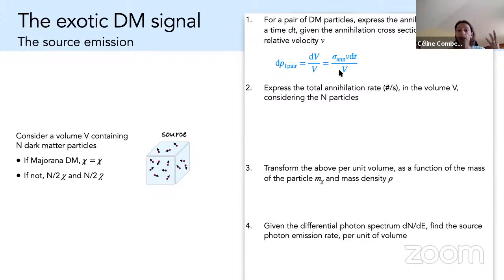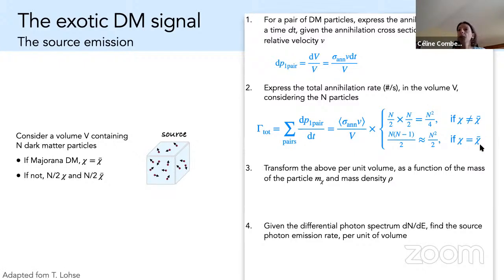So the probability of interaction in this volume V is given by the test volume of the interaction, sigma v dt, divided by the volume. Now, I'm going to express the total annihilation rate, so per second, in the entire volume V. So what I need to do is first divide this by dt to have an actual rate. And I need to sum over all the projectile-target pairs available in my volume V. And here, this is when you need to be careful on the type of dark matter you're considering.